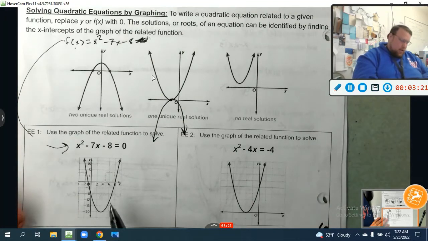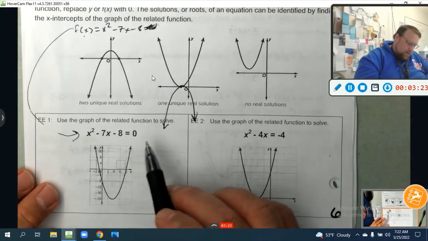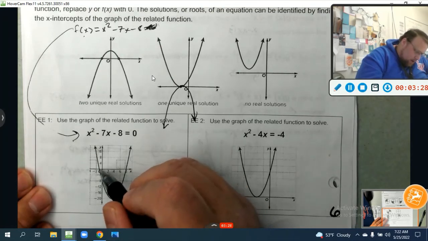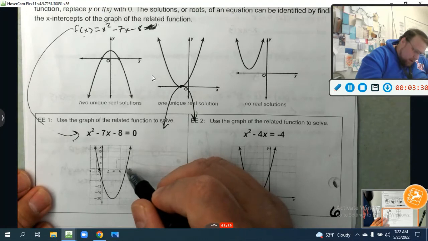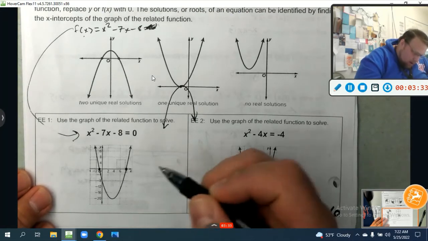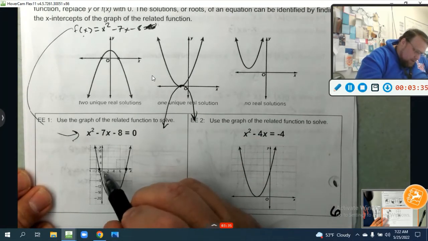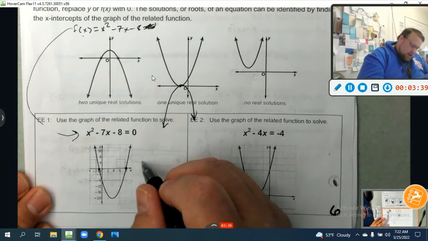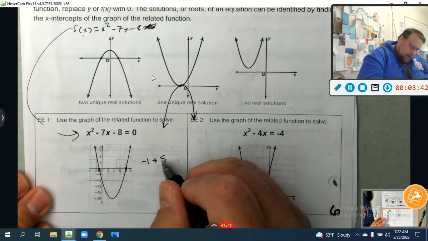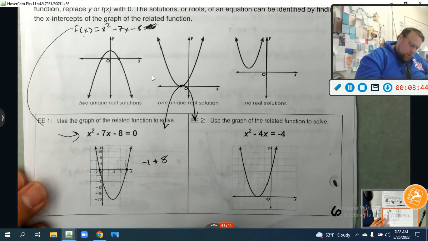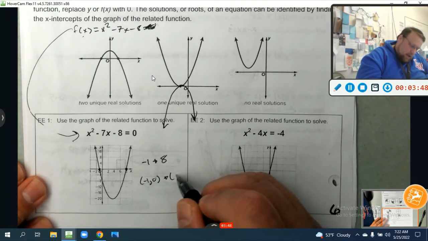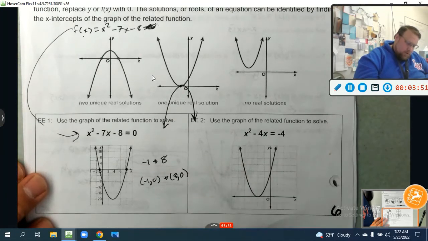All right, so let's look down here. Use the graph of the related function to solve. We're just looking at this graph. Where does it hit right here? Boom. Right here and right here. And that is at halfway in between 0 and negative 2. So these roots are going to be negative 1 and 8. If we were to write them as intercepts, it would be (-1, 0) and (8, 0). But if it just asks you for the roots, all you got to do is find those values.